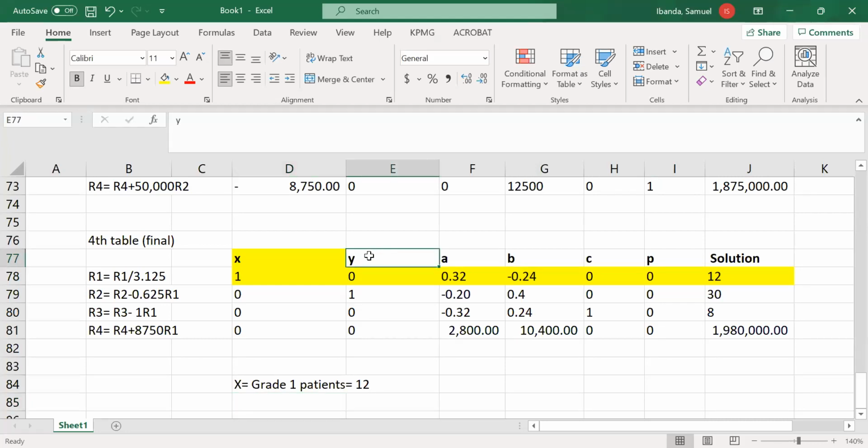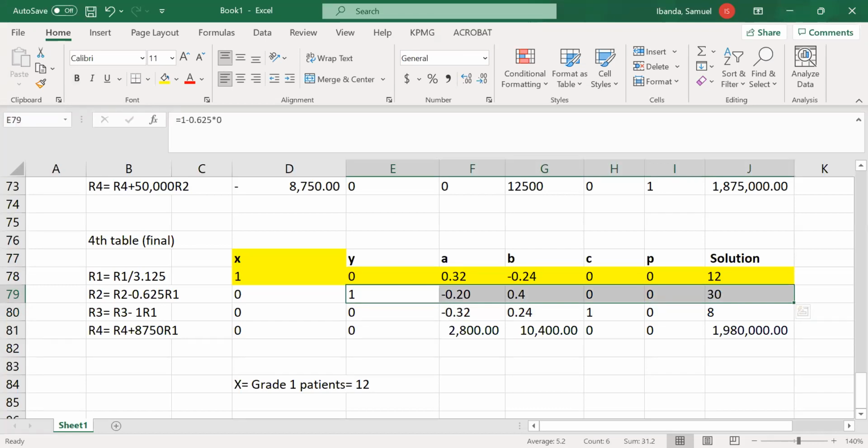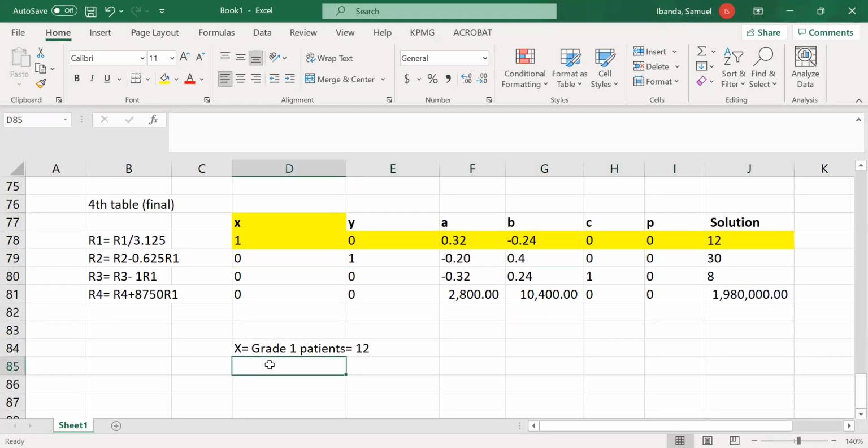Then let's get Y. Now Y, when you get down here with Y, you can see there is a 1. And then when you move in this other direction, it gives you 30. So your Y, which is basically your grade 2 patients, is basically 30.